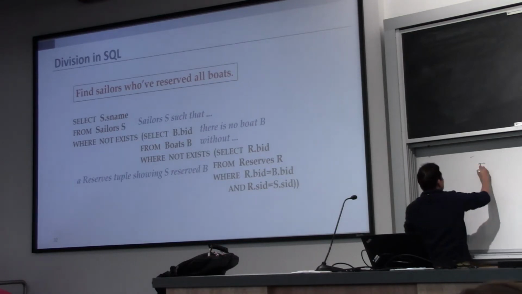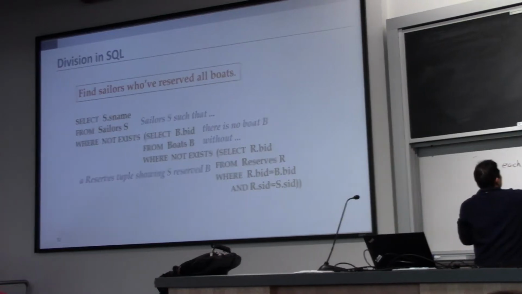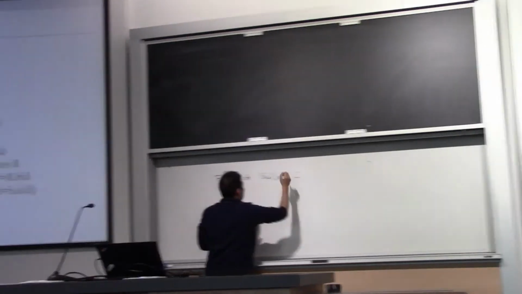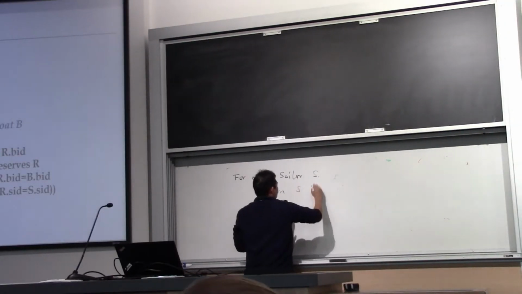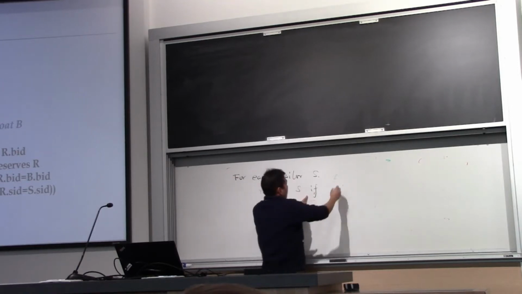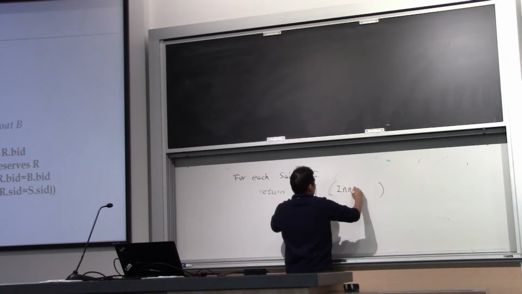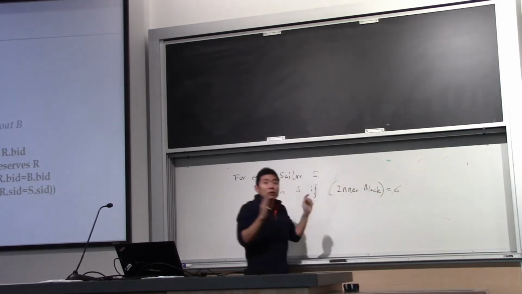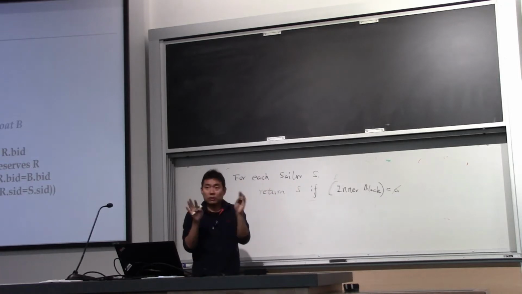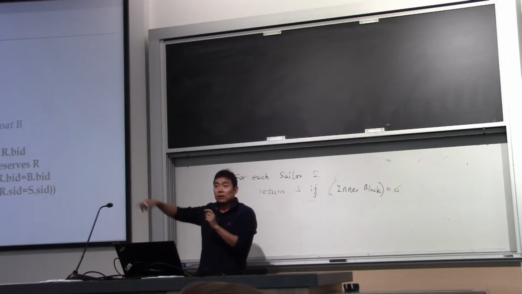So for each theta, what I'm going to do is return S if that inner block is equal to empty, right? That's what not exist means. So far so good? All of you follow this? I'm doing a breakdown of what's going on over there.